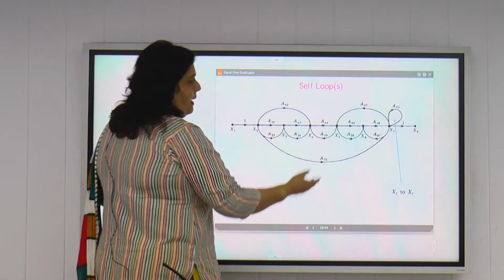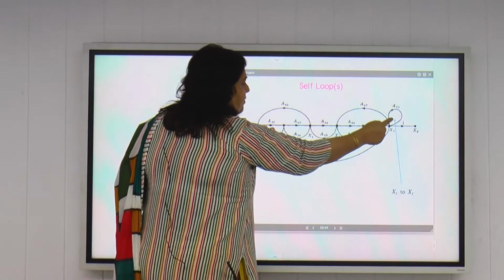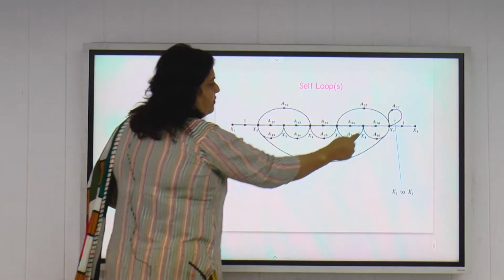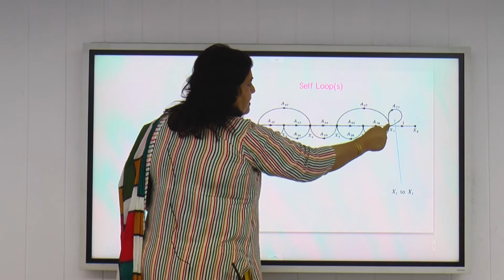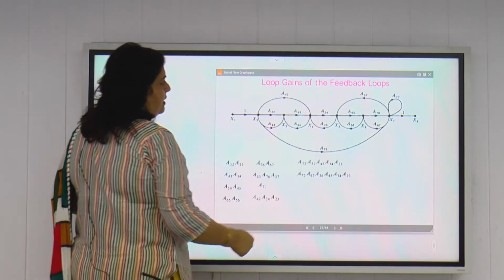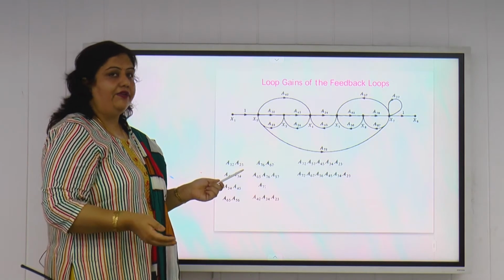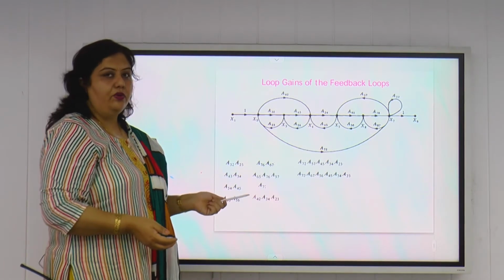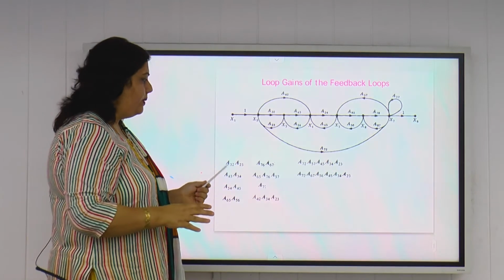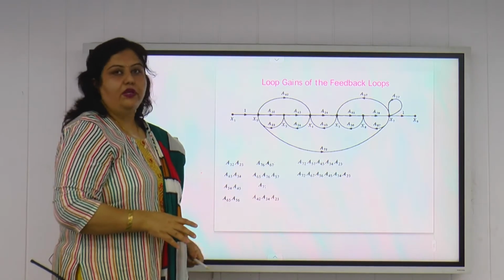So this is the self loop, as I have already told you. This is the only self loop present in the signal flow graph. We start from X7, traverse through A77, and come back to X7. This is a self loop. So these are the loop gains. For the loops we identified, we multiply the branch gains of that loop and we get these loop gains for the feedback loops.